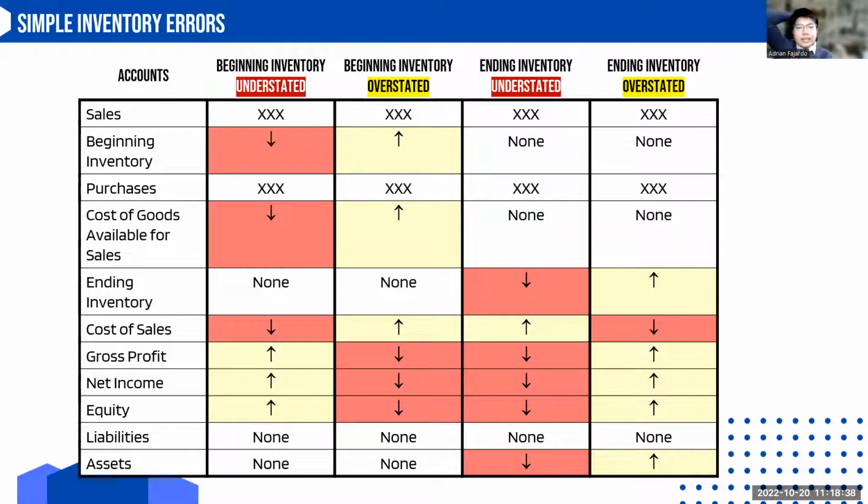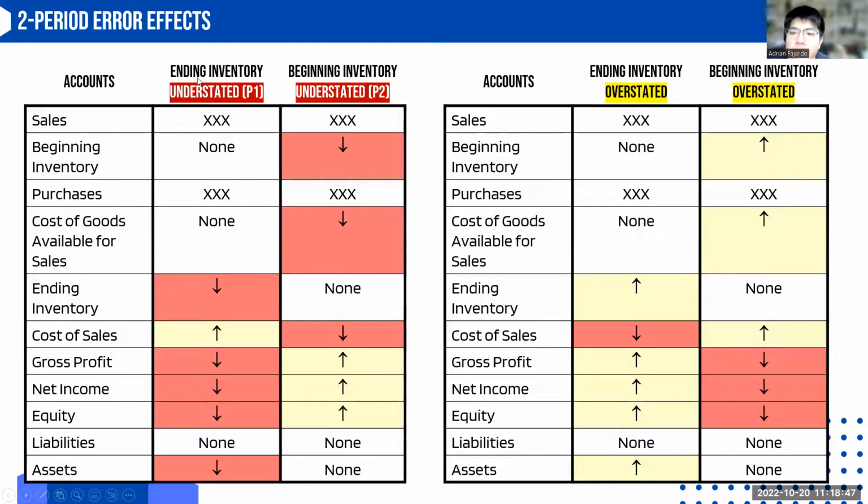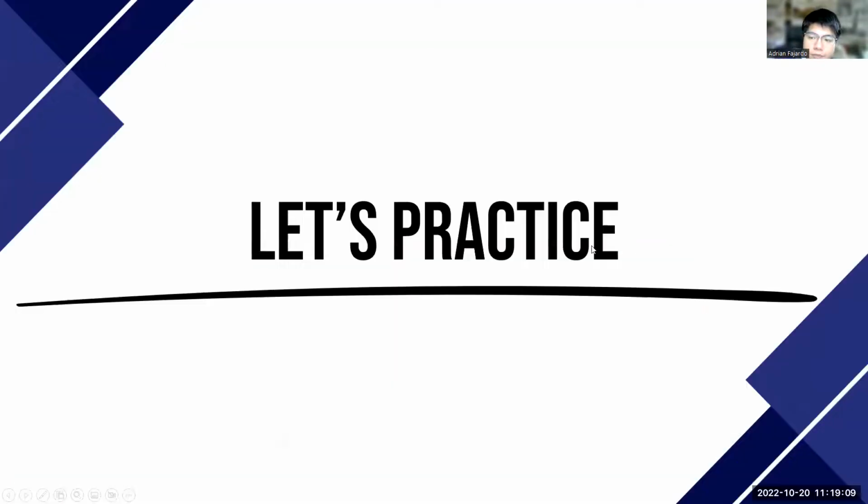Number 1, if understated si beginning inventory or overstated. Number 2, paano kung understated or overstated si ending inventory. So, again, kindly take note na pag si ending inventory, it becomes a 2-period error effect. Now, if it's an understated ending inventory in period 1, it will be a beginning inventory understatement in period 2. Pag ending inventory is overstated in period 1, it will be a beginning inventory overstated in period 2. So it's a 2-period thing, right?